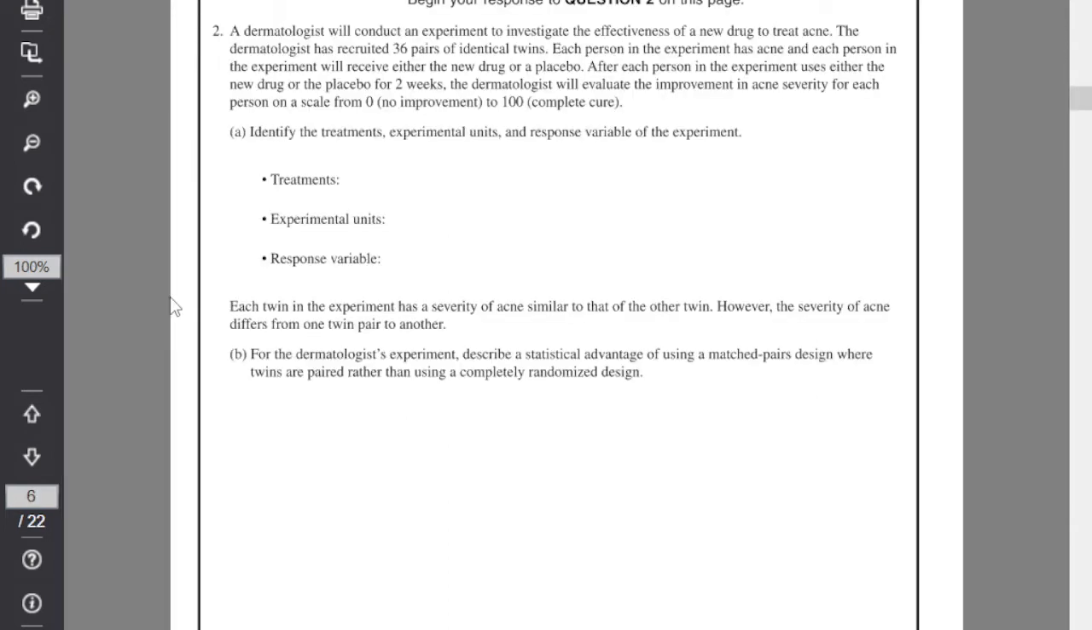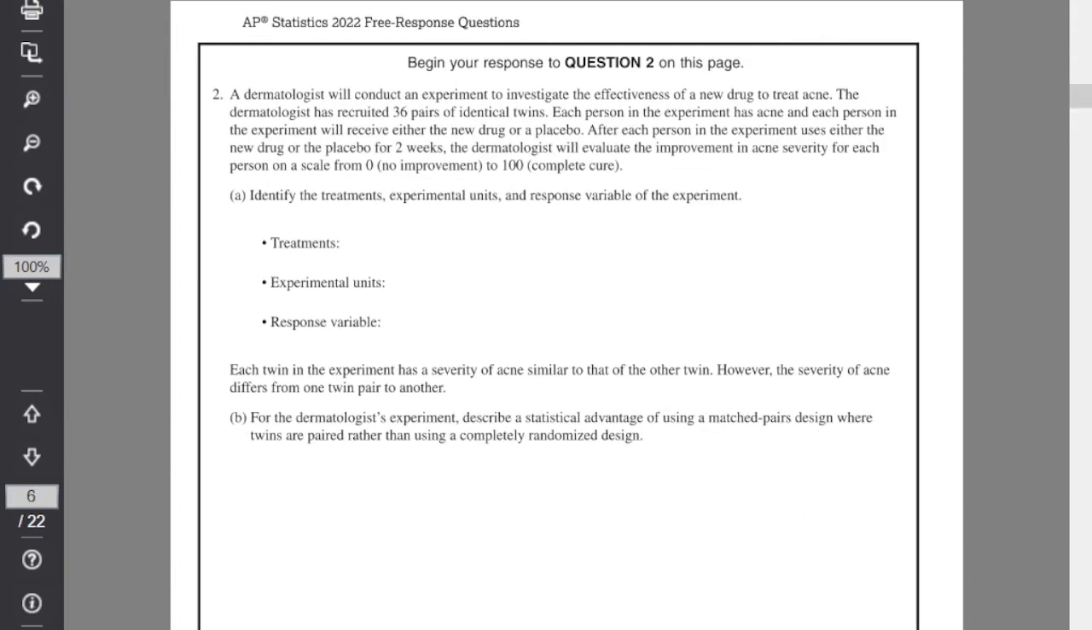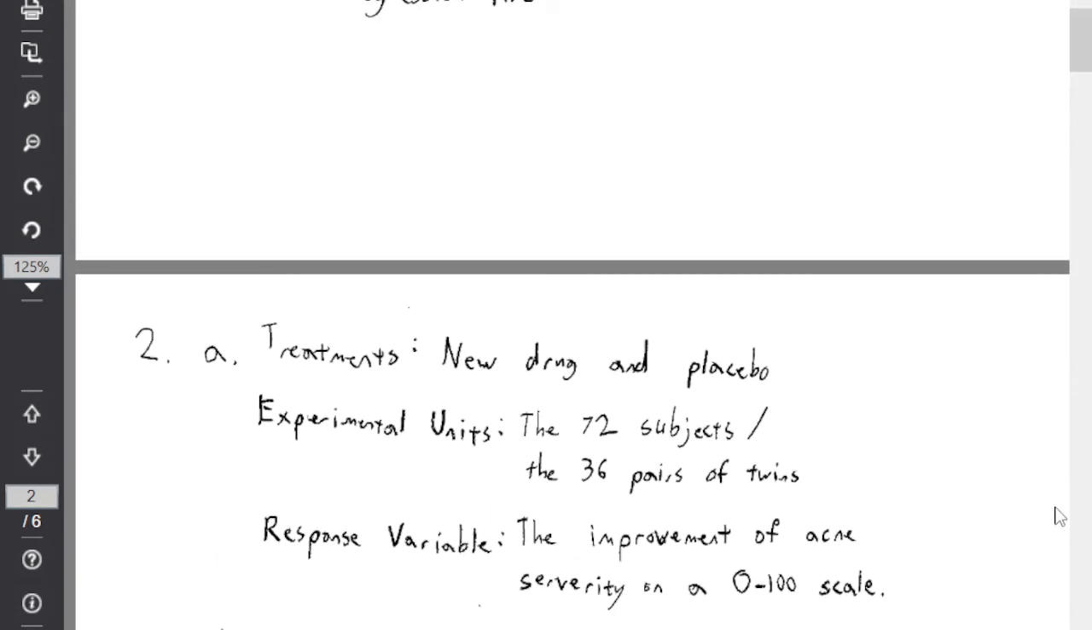Number 2, this is your question about experimental design. So we're identifying the treatments, we're going to talk about matched pairs, and we're going to talk about how that matched pairs process gets carried out. So first of all, what are the treatments? The two treatments are the new drug and the placebo. The experimental units, you can either say that they're the people. Each person is an experimental unit, is a subject. You can also say that the 36 pairs, they would probably take that as well.